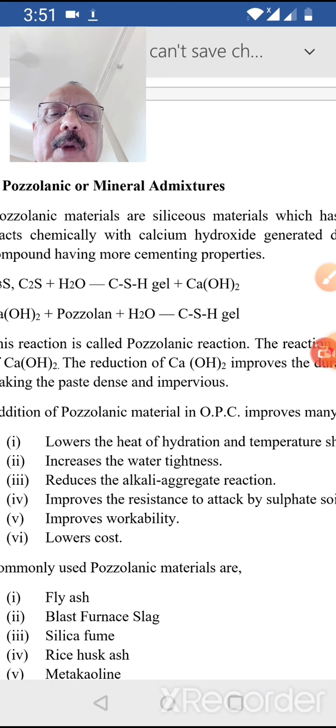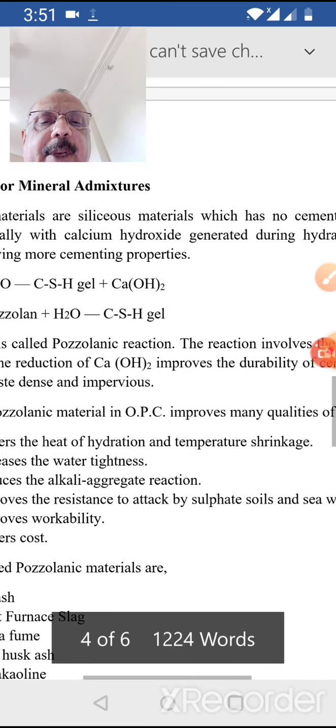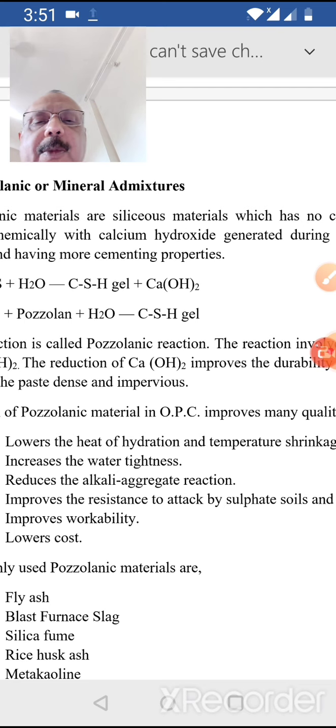Now nowadays this addition of pozzolanic material offers many more advantages, like it lowers the heat of hydration and temperature shrinkage. Already we have studied this in topic of shrinkage. It increases the water tightness as density of the concrete is increased.